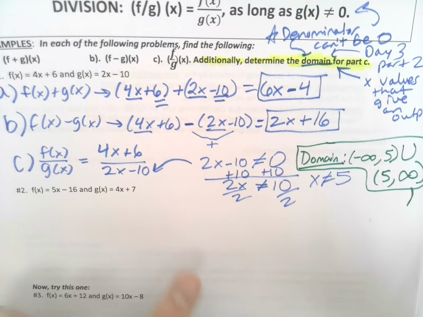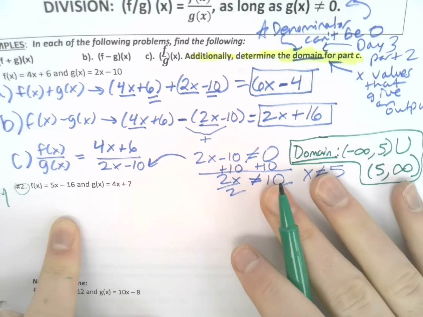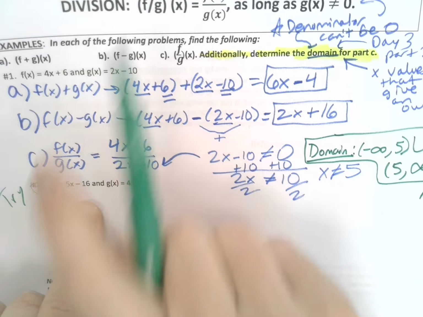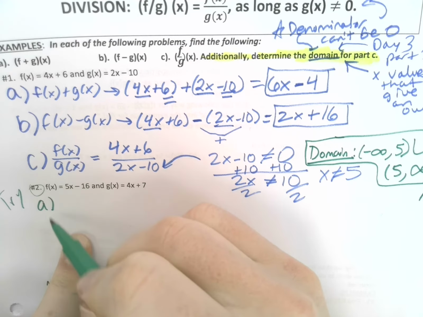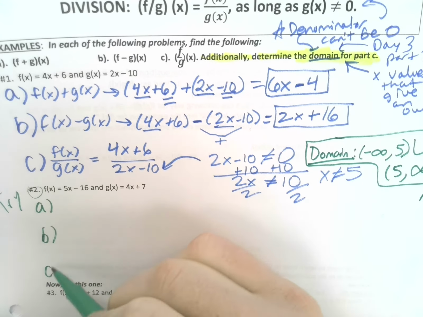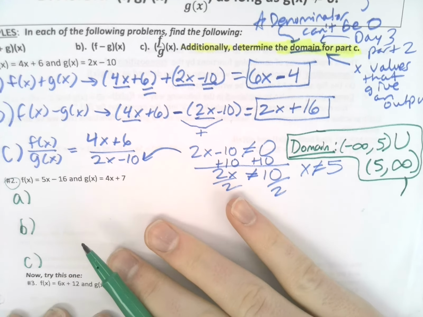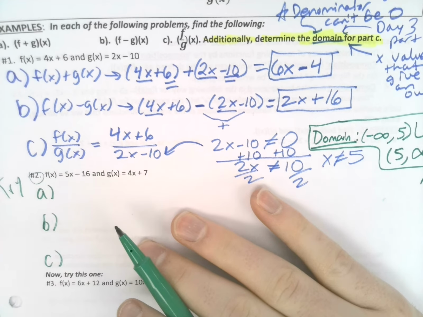I want you guys to try number 2 for me. Try number 2 here. Let's see what you guys can do. We're doing the same 3 things. A, see how I have them labeled? Probably be a good idea to label them like that yourself. A, B, and C. And go ahead, guys, and see what you can do on number 2.